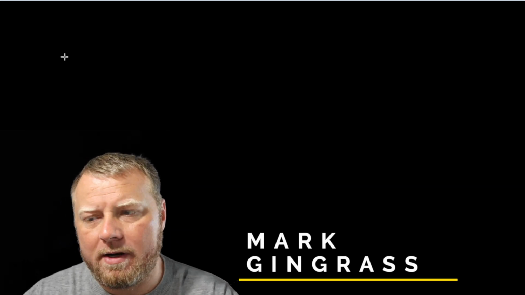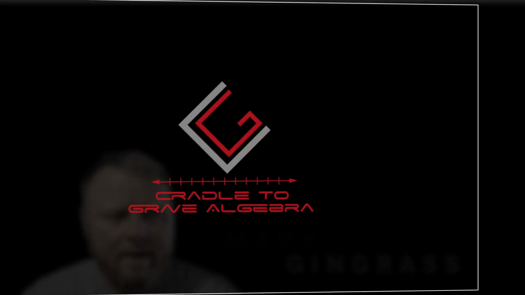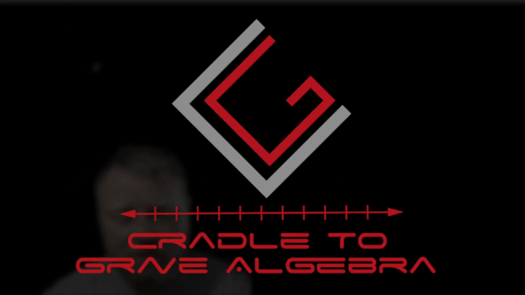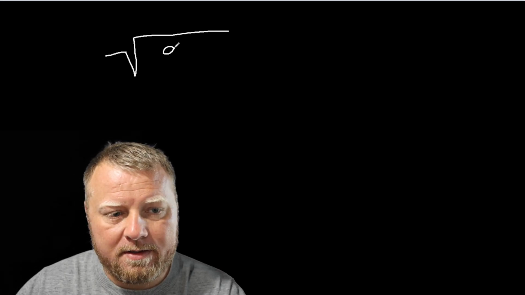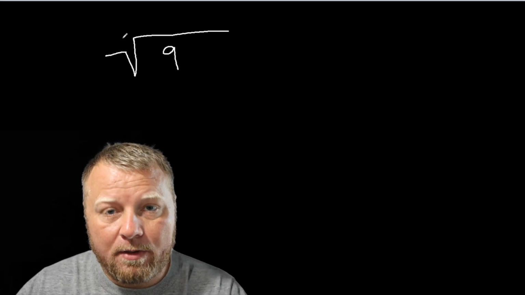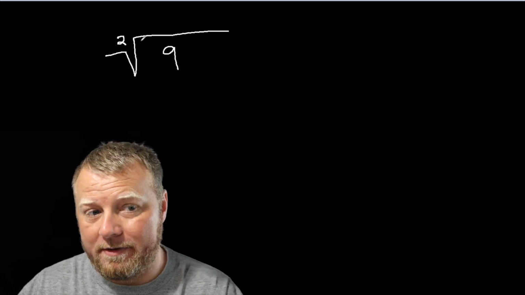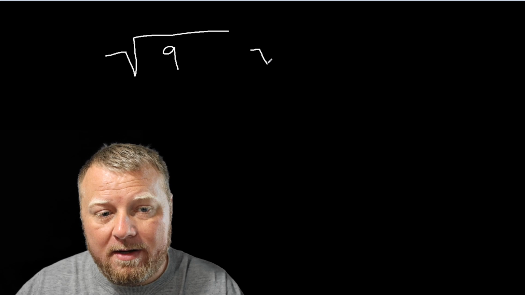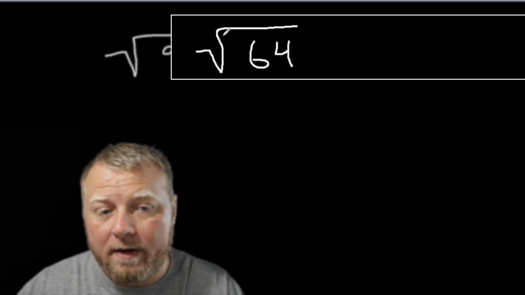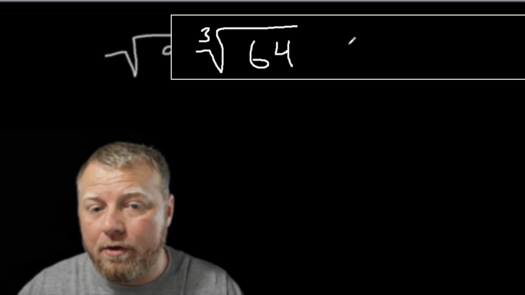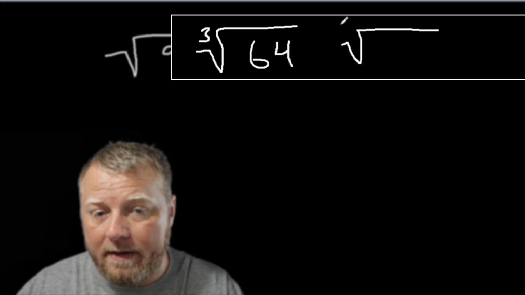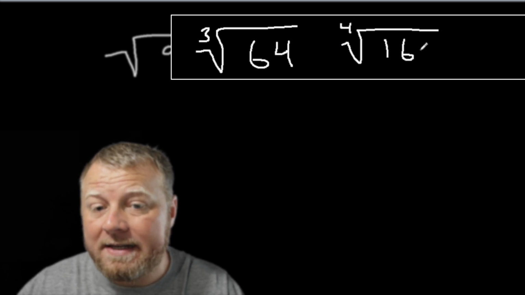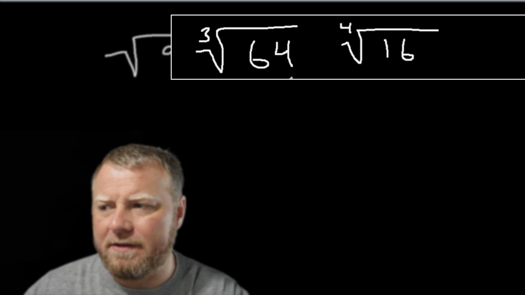Today I'm going to show you some shortcuts on how to simplify roots, and not just square roots. Typically when you see a square root of something like 9, there's a little invisible 2 that says square root. It's not there because the most common one we use is square root, but you could easily have something like the cube root of 64 or the fourth root of, say, 16. Let's do these out just for fun because we can.